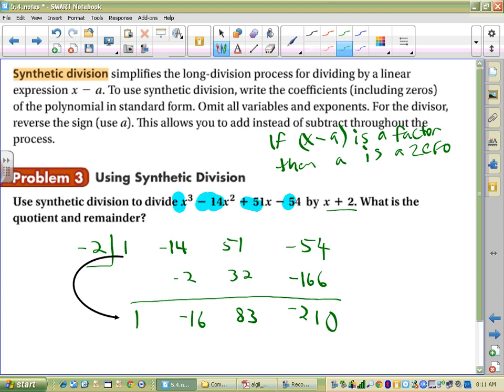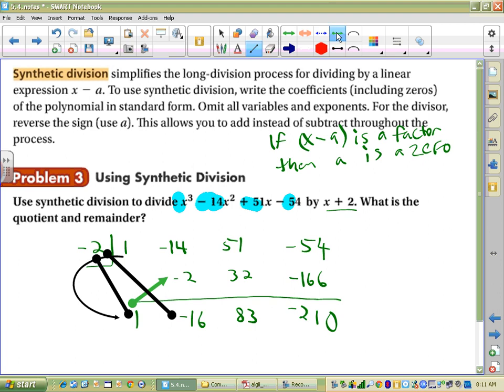So the question is, what numbers am I multiplying diagonally? Diagonally, I multiply this -2 by the 1, and that's where this -2 comes from. And then again, with the multiplication diagonally, -2 times the -16 gives me +32, and that number goes up in that next space there. And again, when I multiply diagonally, I have this -2 multiplied by the 83, and that gives me this -166 there. The number that's in that little box will always be multiplied by each successive number in the bottom row, right? Yep, yep.